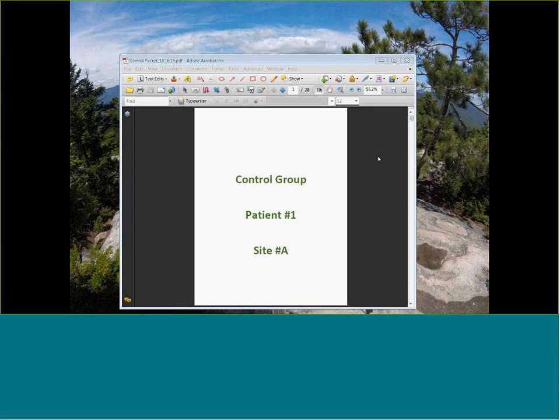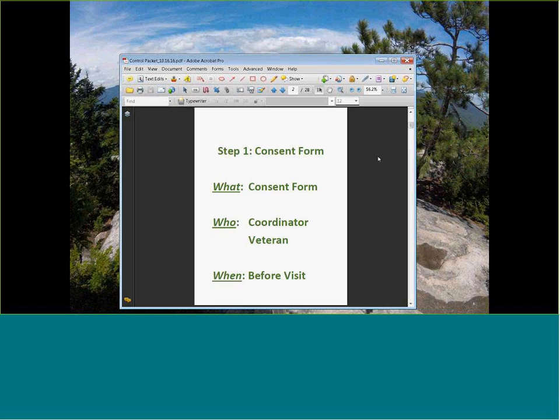each numbered through 12. We'll start with the first packet, and on page 1 it should say which group you were assigned to, as well as the patient number and your site number. And you can see on the screen here, we've indicated patient 1, site A, for example, in this video.